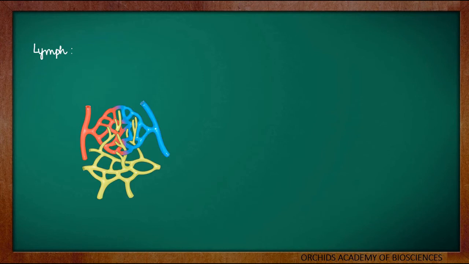Now let us discuss about another fluid in our body, lymph. We know that there are capillaries present in between the arteries and the veins. Through the pores which are present in the wall of these capillaries, some constituents of the blood like plasma, proteins, and blood cells, will come out and fill all the intercellular spaces present near them. And this forms a fluid called as the lymph.